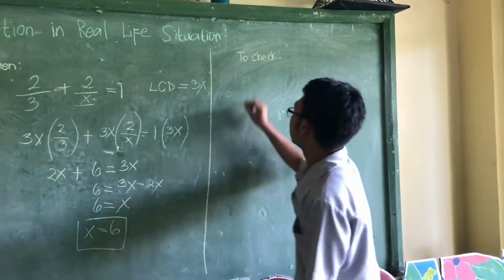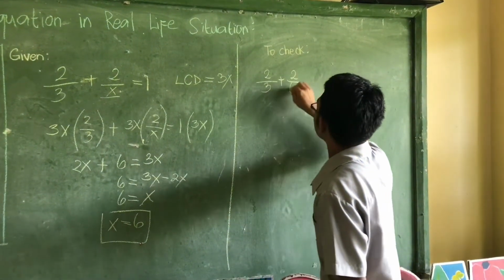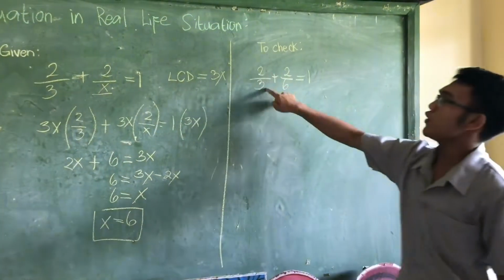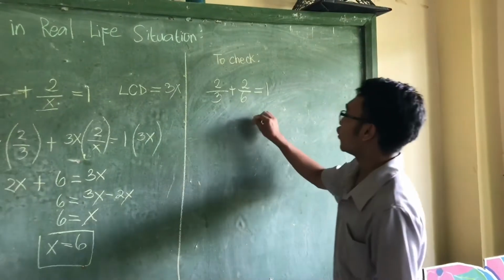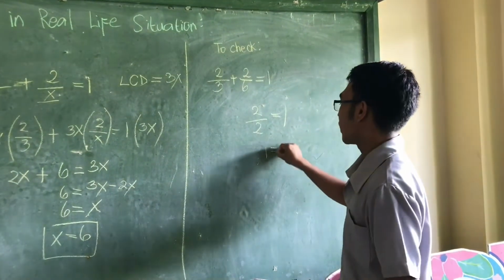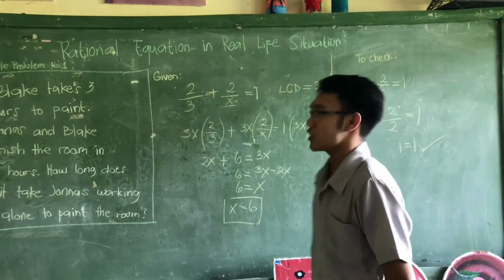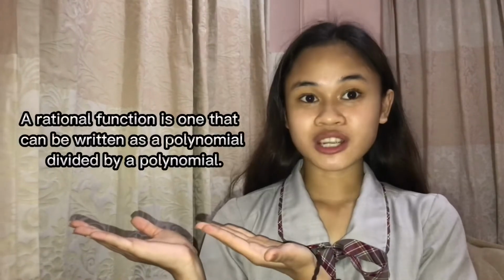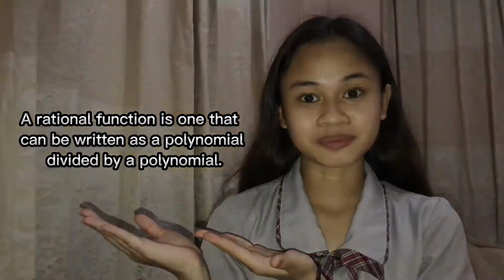To check, 2 over 3 plus 2 over 6 is equal to 1. Or 2 over 2 is equal to 1. Or 1 is equal to 1. That's rational equation in a real-life situation. Second is rational function. A rational function is one that can be written as a polynomial divided by a polynomial. Hannah will give the sample problem.